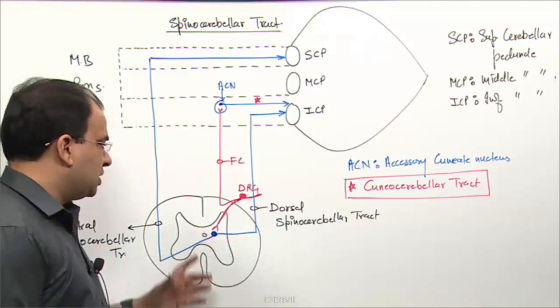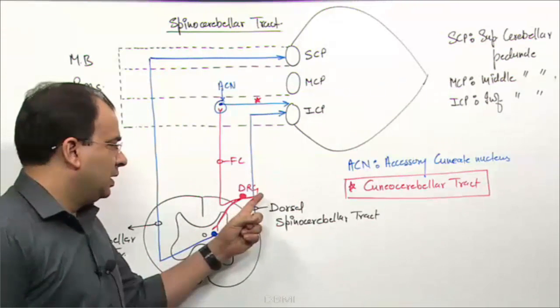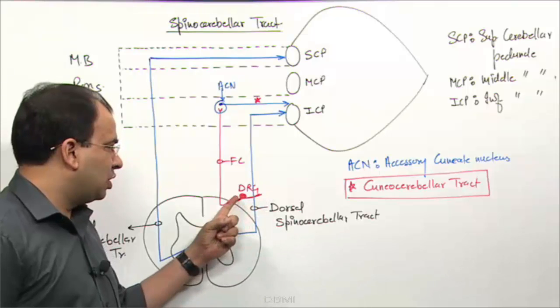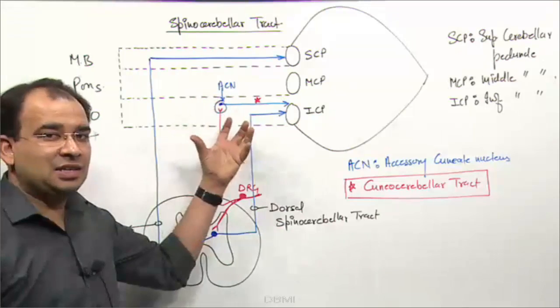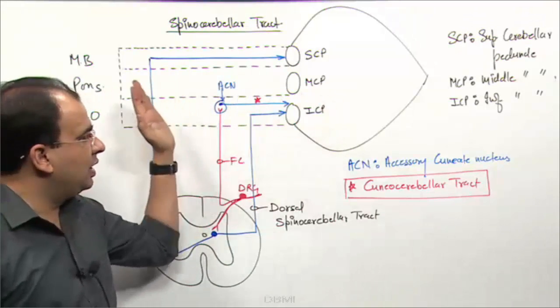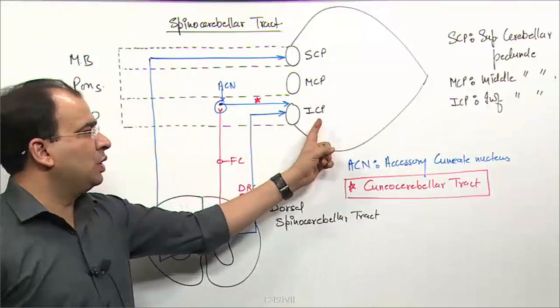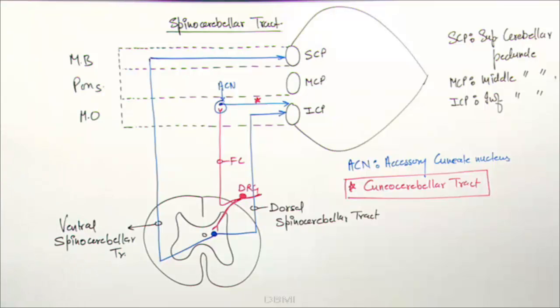So for unconscious proprioception, the rest goes through the dorsal and ventral spinocerebellar tracts, but for the upper limb it goes through the dorsal root ganglia into the fasciculus cuneatus, relays in the accessory cuneate nucleus, and takes a second order neuron from the medulla oblongata to the cerebellum through the inferior cerebellar peduncle, called the cuneocerebellar tract.